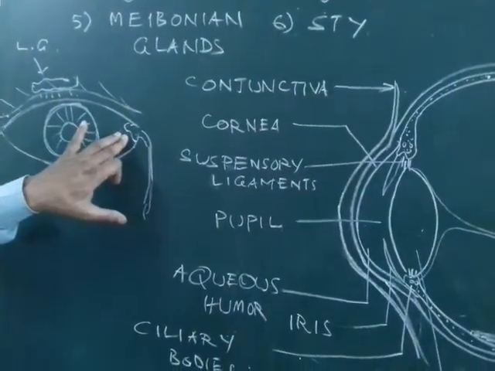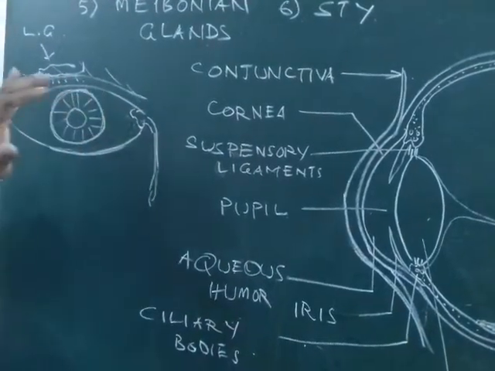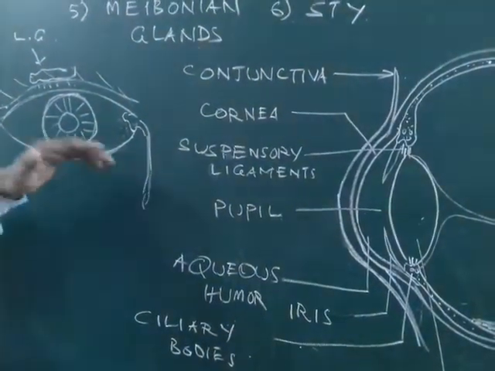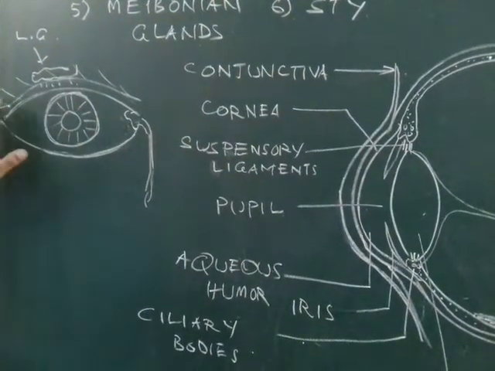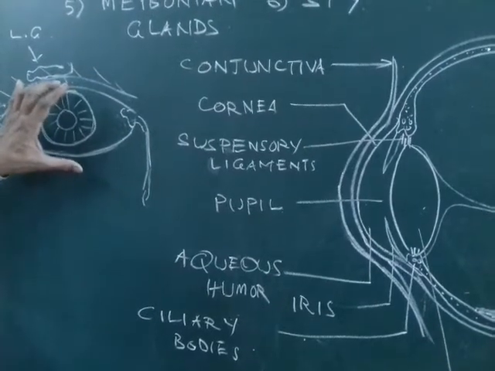In birds you will find them, in certain reptiles you will find them, which protects the eye from dust or water like this. Now we have the eyelashes also. So eyelashes and eyelids are protective organs.